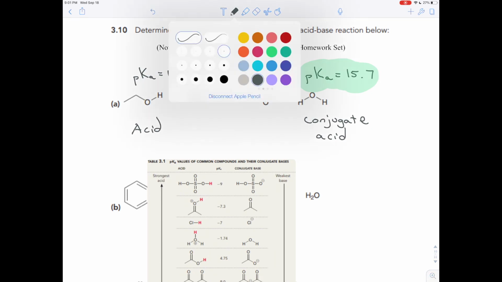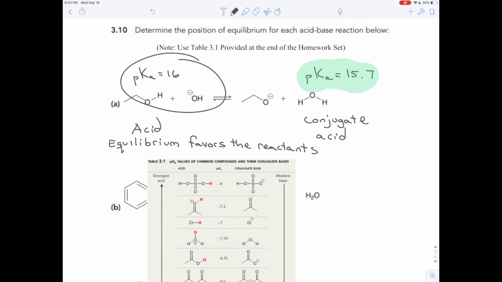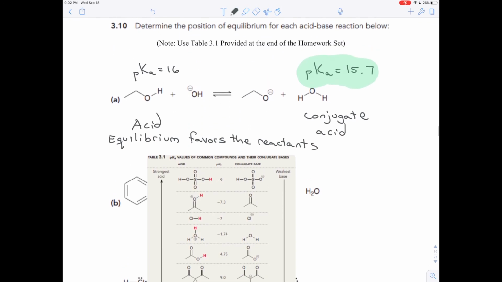And so the equilibrium favors the reactants. That's just a fancy way of saying that you have more of the stuff on the left side. Equilibrium pushes the reaction this way. Sure, you have both reactions happening, but the equilibrium favors the reaction that's going to the left. So you end up with more of the stuff that you have on the left. Equilibrium favors the reactants. And that would be it for that one.